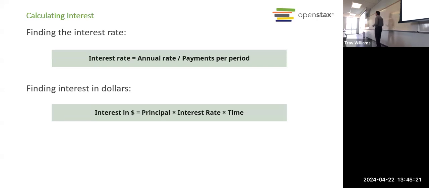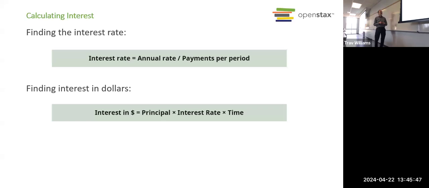Or what if they're making quarterly payments? That 4% interest rate, divide by 4. And that would mean 4 times a year, you're getting 1%. Again, it adds up to 4% per year. So that's how you take the annual interest rate and then figure out how much each payment is going to be as a percentage.